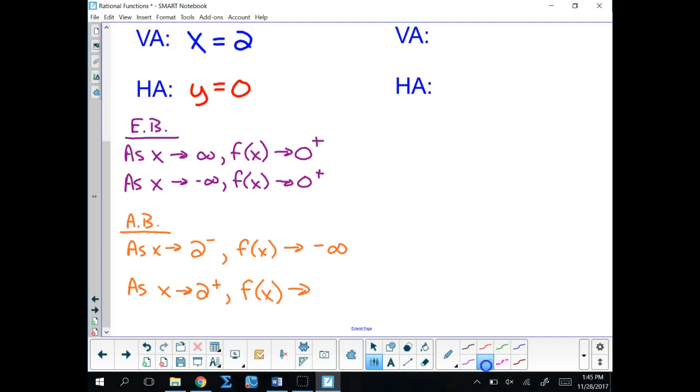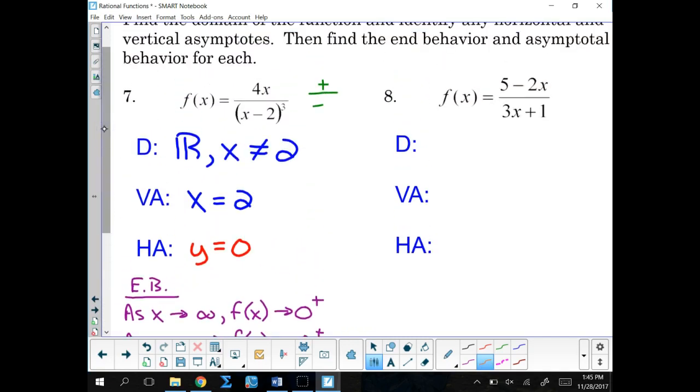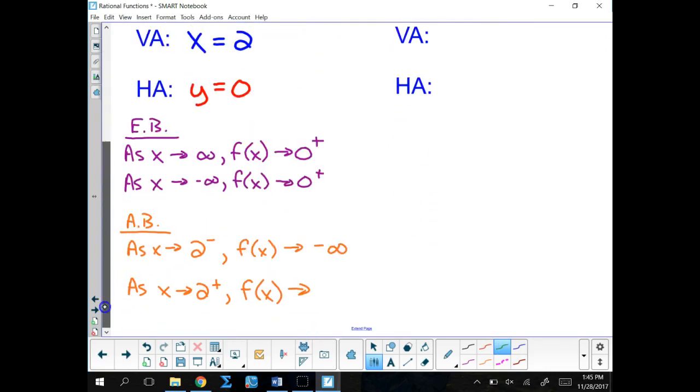Great. This time. Okay? But again, what do I? Okay? 2. Now from the right. We got 2.1. 2.1 times 4. Positive. 2.1 minus 2. Positive. Positive cubed. Positive, right? So what's that one going to? Positive infinity.